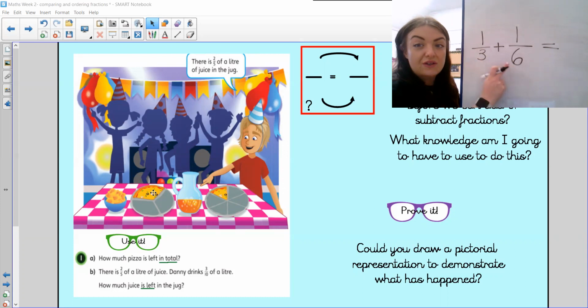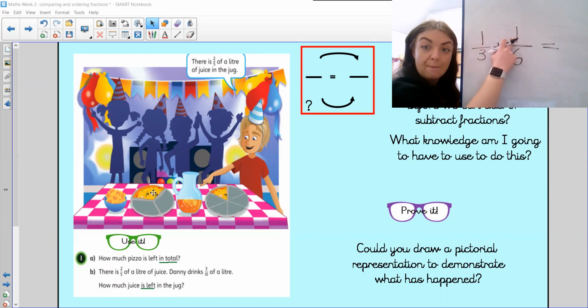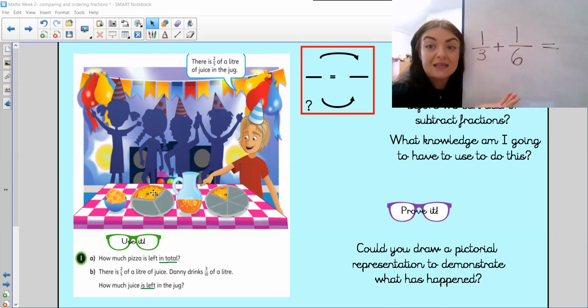and 6. So this is your decision on whether you are turning them both into thirds or whether you are turning them both into 6. Now, if I wanted to turn them into thirds, I know that this is half of this, so I would have to divide by 2. But because I've got a 1 on the top, can I divide that by 2? No, because it's going to give me an answer that's less than 1, okay?